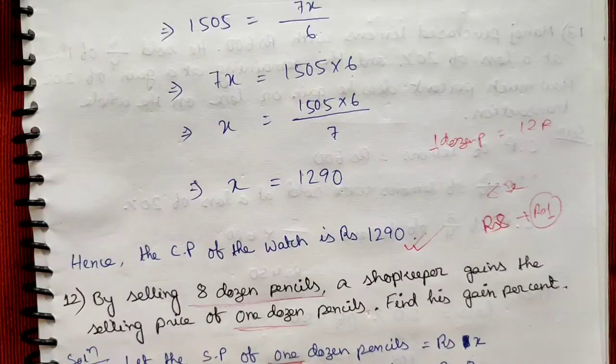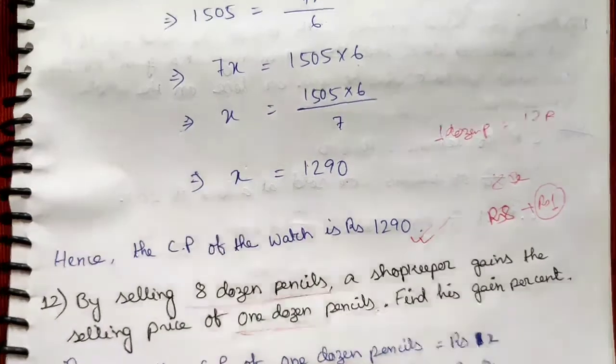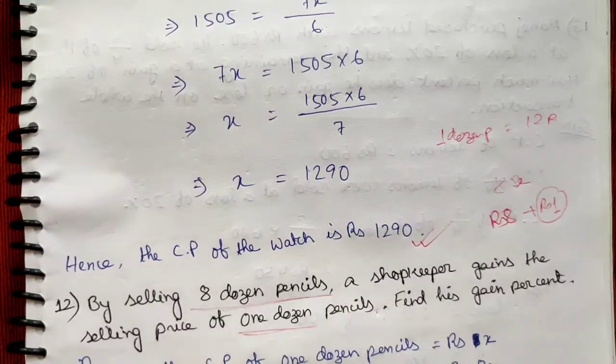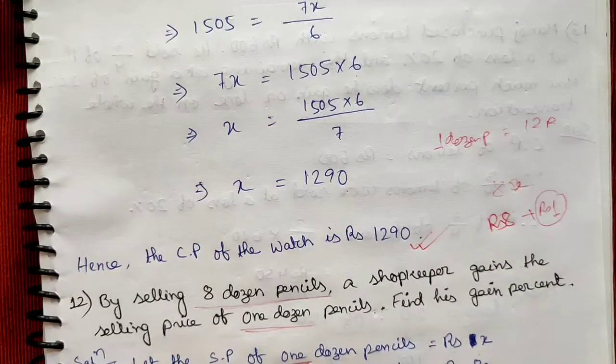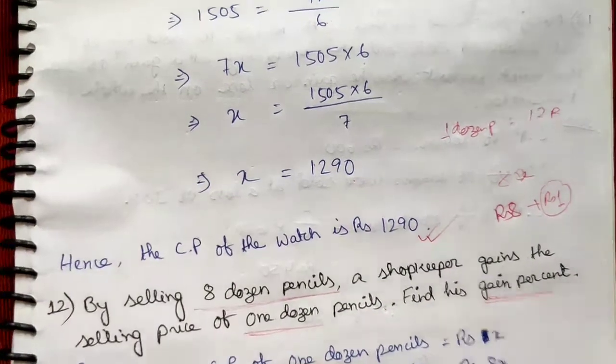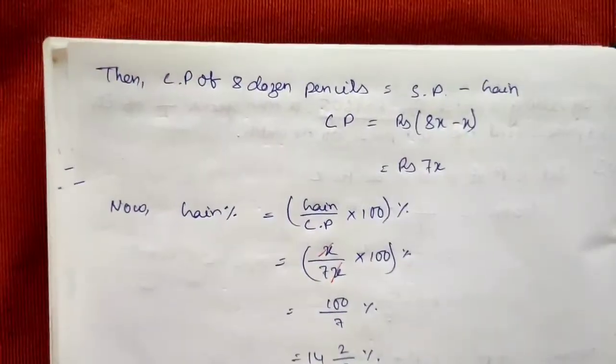First we consider the SP of 1 dozen pencils. Then the SP of 8 dozen pencils will be 8x, then gain is rupees x, isn't it? So we know SP as well as CP. Why did we find out this CP? Because we have to find out gain percent. So when finding gain percent we have to know gain as well as CP. That's why we found out CP.